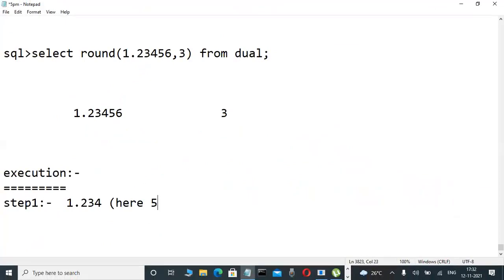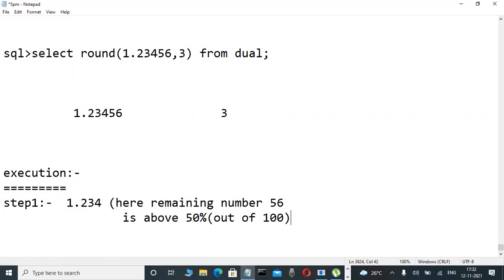Now here the remaining number is 56, and 56 is above 50%. Above 50% means out of 100, out of 1000. Here, because there are 2 digits, it is out of 100. 1 digit means out of 10. Like this, everyone knows mathematics, no? Same thing, out of 100.